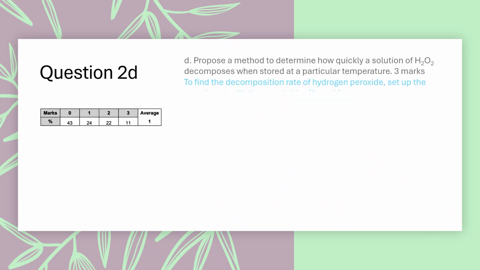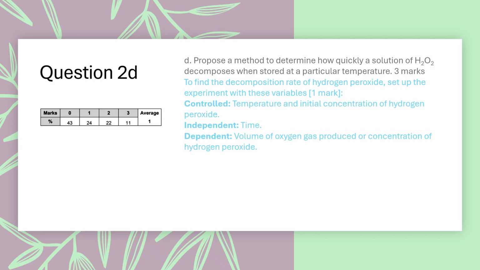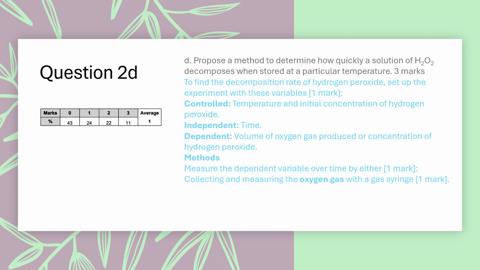To find the decomposition rate of hydrogen peroxide, set up the experiment with these variables. Controlled: temperature and initial concentration of hydrogen peroxide. Independent: time. Dependent: volume of oxygen gas produced or concentration of hydrogen peroxide. Methods measure the dependent variable over time by either collecting and measuring the oxygen gas with a gas syringe, or using redox titration to measure the remaining hydrogen peroxide concentration.